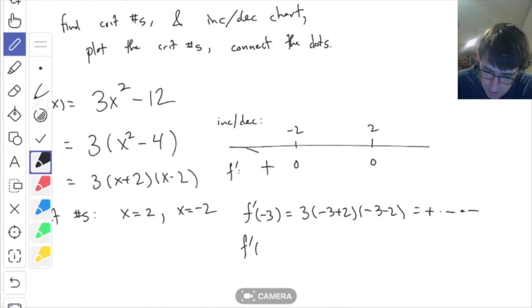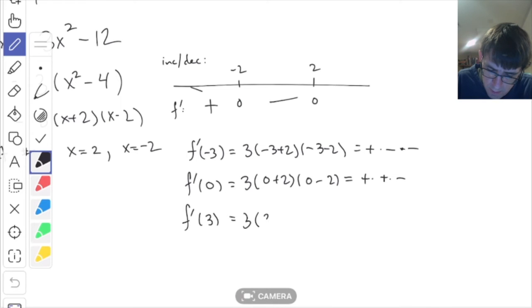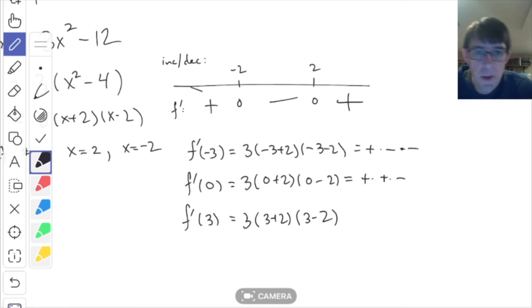How about in the middle? I'll use 0. 3 times (0 plus 2) times (0 minus 2). This is going to be positive, positive, negative. So that's negative in the middle. And then finally, let's use 3 on the right side. 3 times (3 plus 2) times (3 minus 2). Those are all positive, so this is going to be positive. All right. So I made the increasing, decreasing chart.